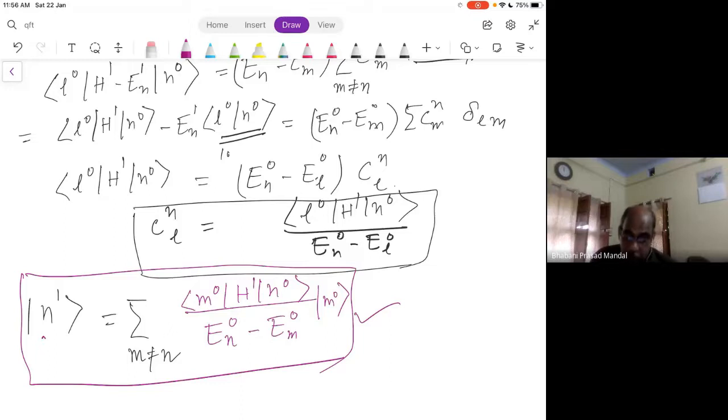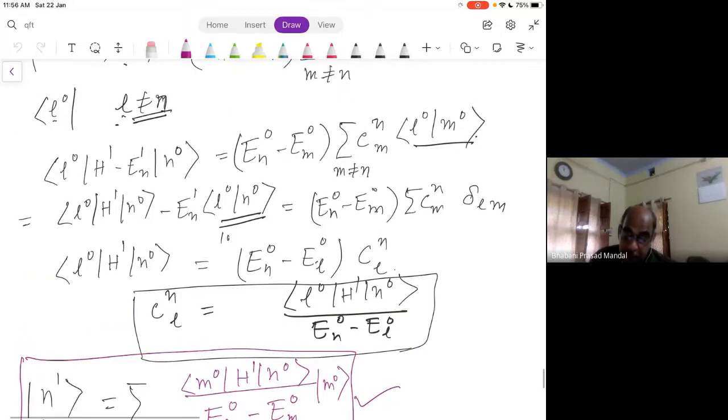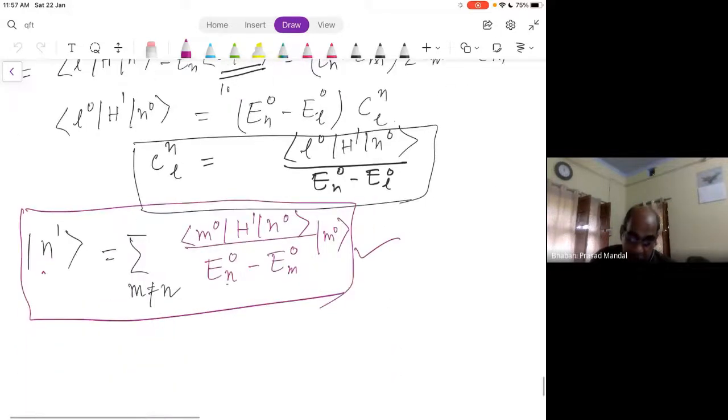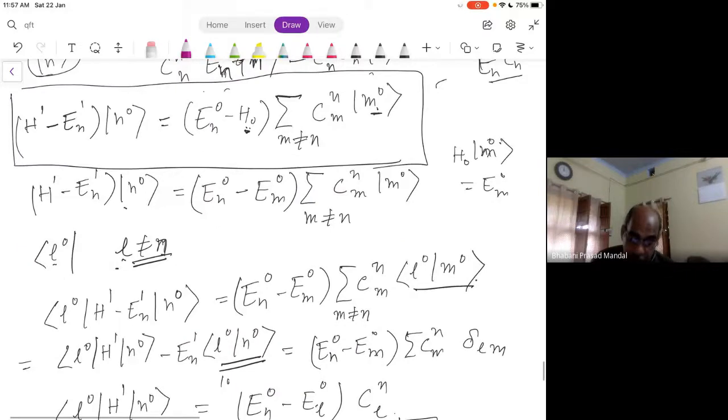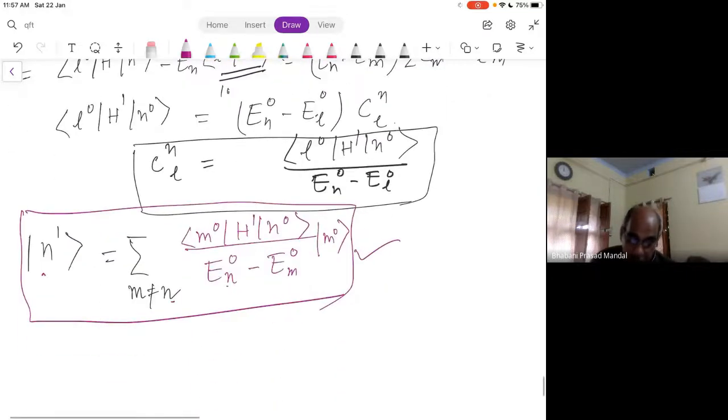Now, look at this denominator. It is E_n minus E_m, but we already eliminated that n. M cannot be n. That term was eliminated with this argument, right? If it was not eliminated, the denominator could have been zero, and something divided by zero is an undefined quantity. But this is now a well-defined quantity because n is not equal to m. So this is the first order correction to energy eigenvalues.